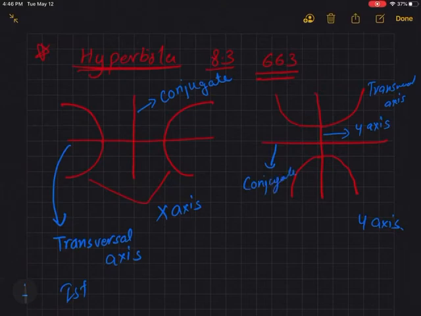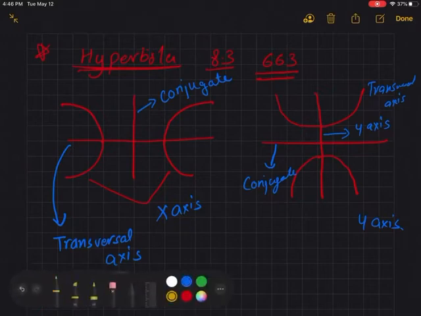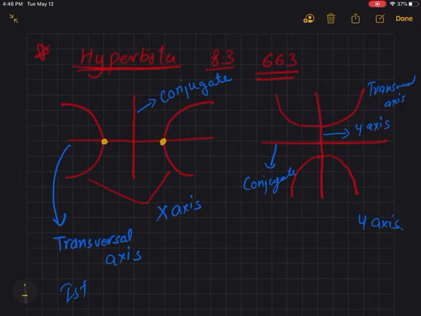A few more terms. So we have vertices and co-vertices. Vertices, obviously, are going to be the vertex for those parabolas. So for the first one, my vertices are going to be these points, the points where the parabola starts, so that's called vertices. So for this one, these two are vertices. And the other axis is just going to have co-vertices on it, right?